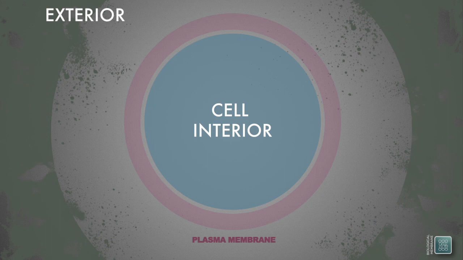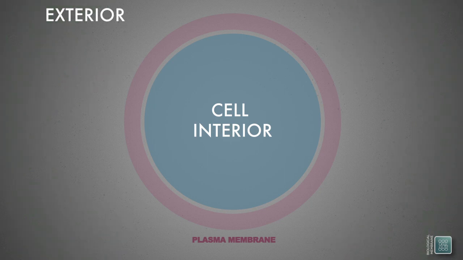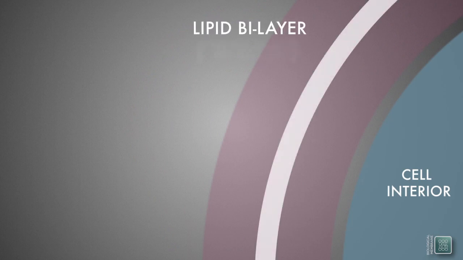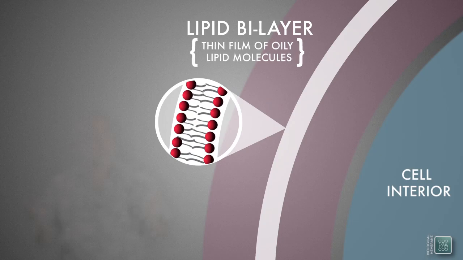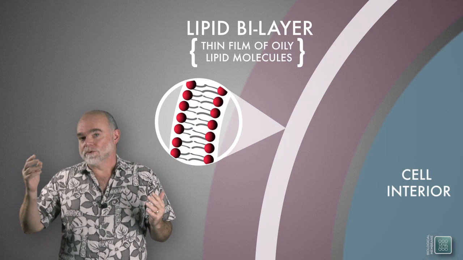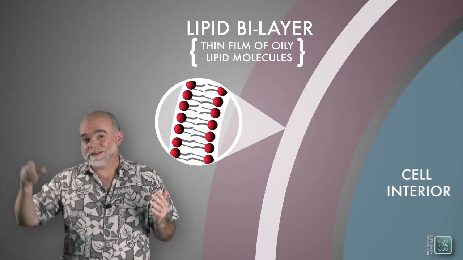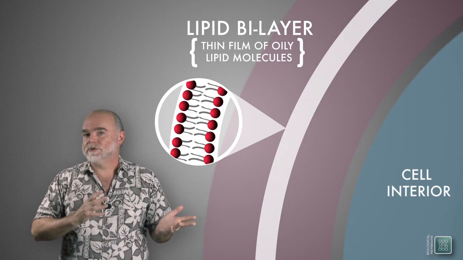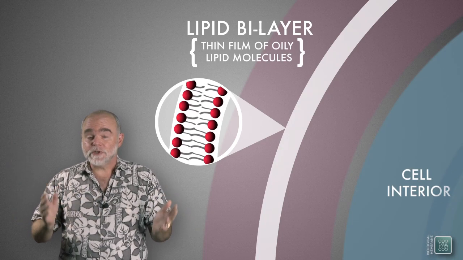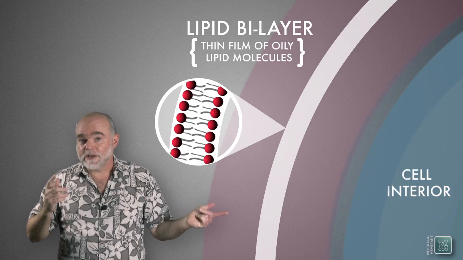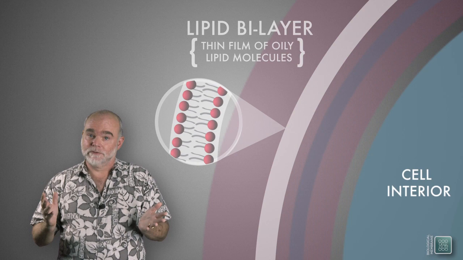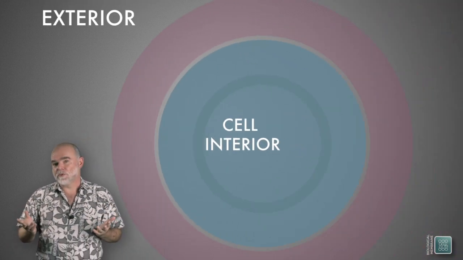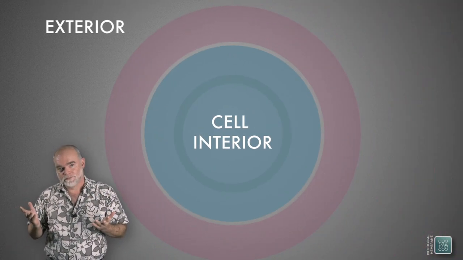Now, how does a cell membrane serve as a barrier? The key to this phenomenon is what's called a lipid bilayer, a thin film of oily lipid molecules that lies at the center of all cell membranes. Very few molecules that are soluble in water can dissolve in these oily lipids or pass through to the other side. And as a result, the aqueous solutions inside and outside of the cell are kept very effectively separated by that lipid bilayer.